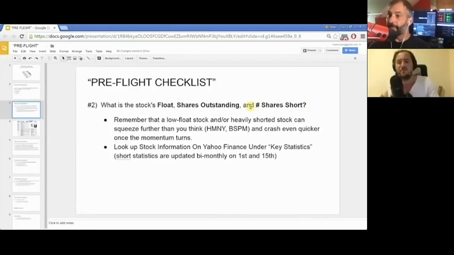So not disagreeing with Mark, definitely look at these numbers and track them. But just remember, especially when it comes to shares short, it's a lagging number, lagging time-wise, and every single one of these low-price stocks you will look at will all be heavily shorted.